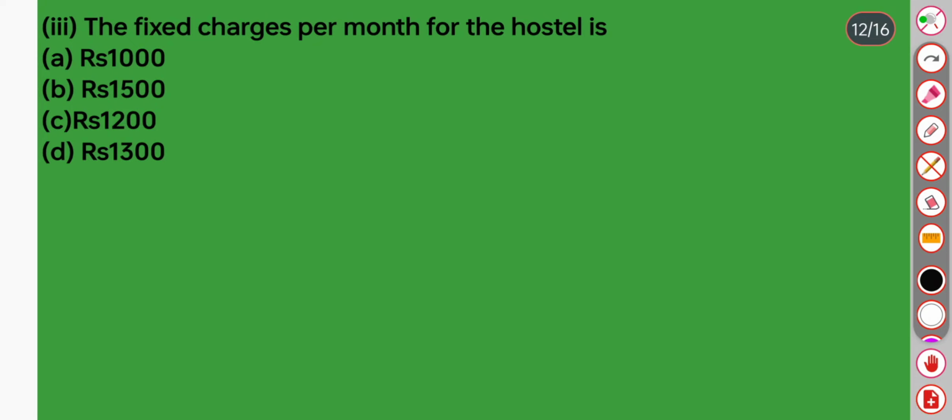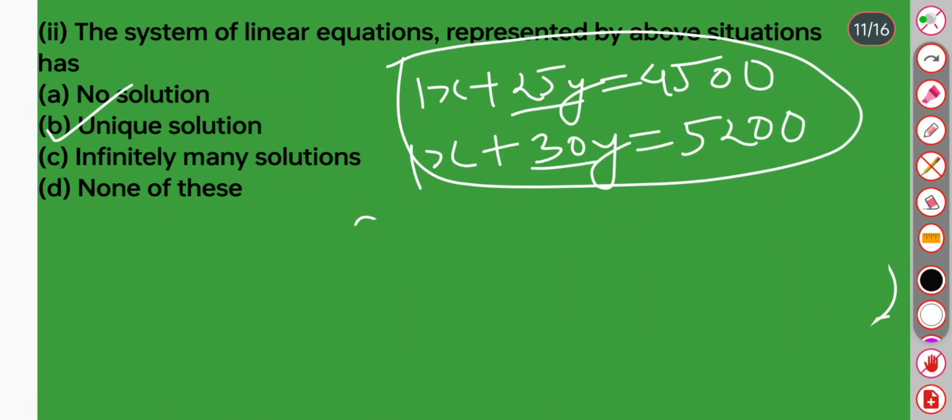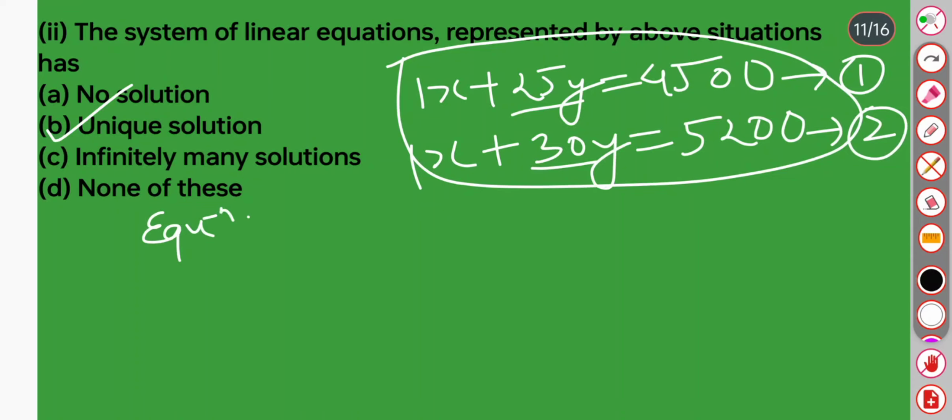The fixed charges per month for the hostel is, okay, what is the fixed charge per month? We need to find the fixed charge per month for the hostel. For that we need to solve these two equations. Let me solve here itself. Let me take the first equation, x plus 25y, as equation 1 and the other as equation 2. Now if I use the elimination method, if I do equation 2 minus equation 1, here x represents the fixed charge.